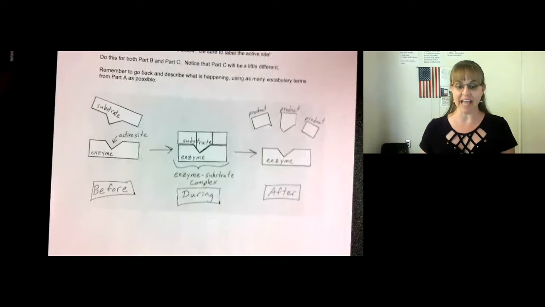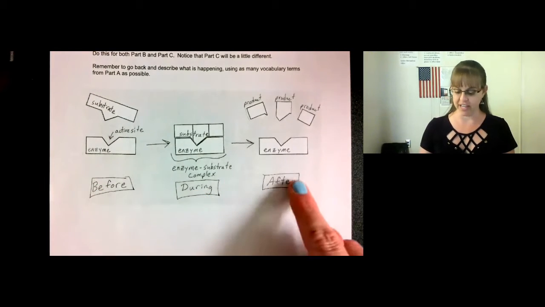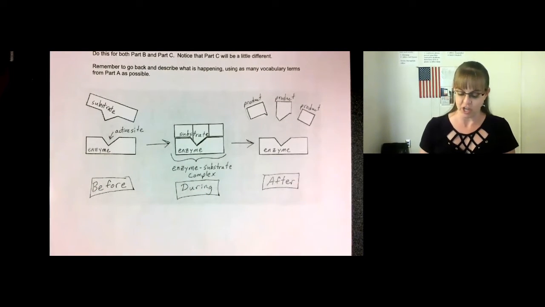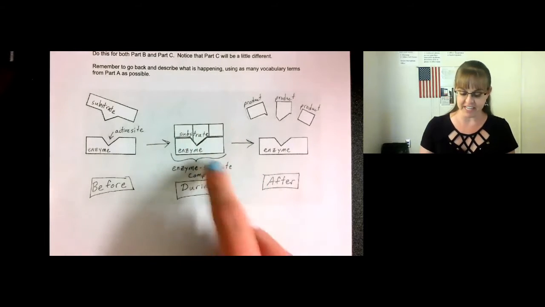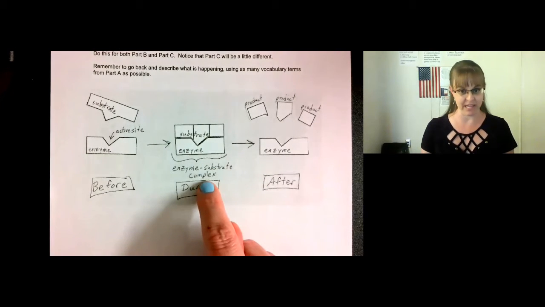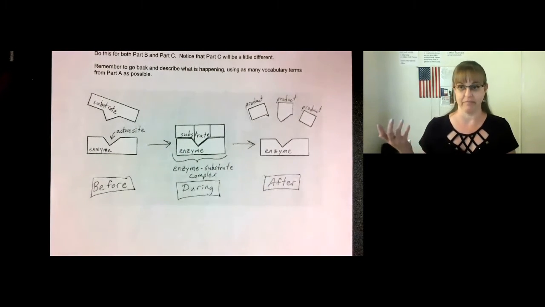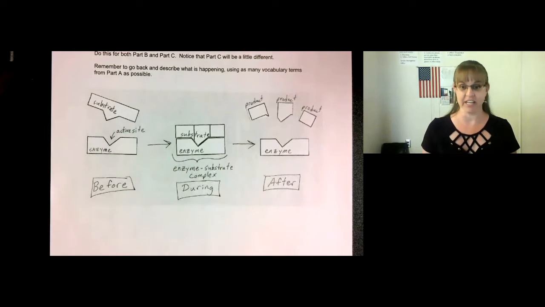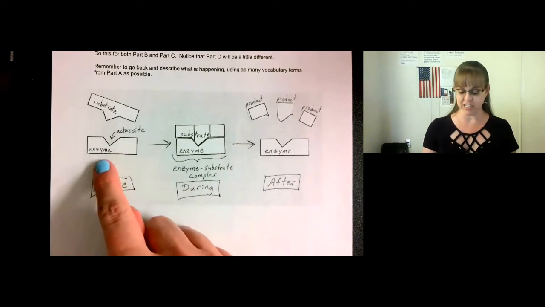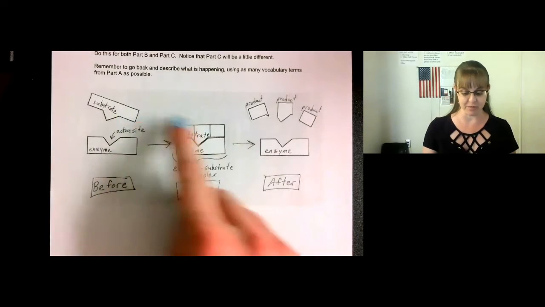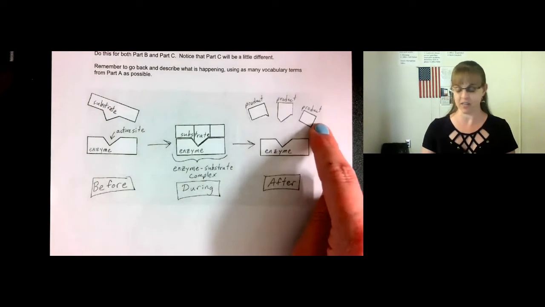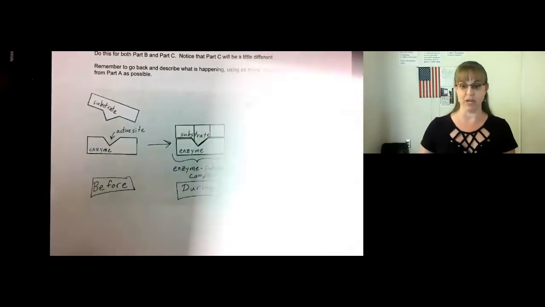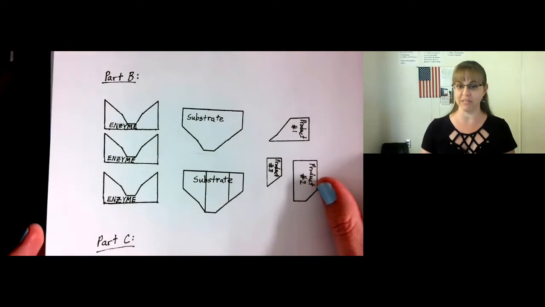Then you'll need to label before, during, and after the reaction. You'll need to label that this is an enzyme substrate complex made of a very complicated molecule of a substrate and an enzyme. You'll need to label the active site, and if you're sketching it yourself, you'll need to label the enzyme, the substrate, and the products. Otherwise, if you cut and paste, those have already been labeled for you.